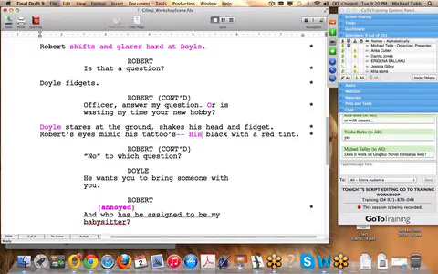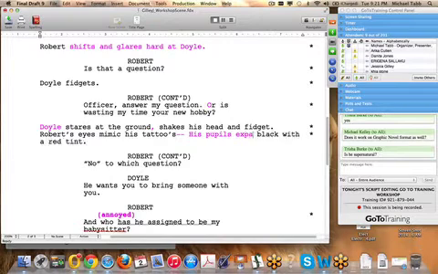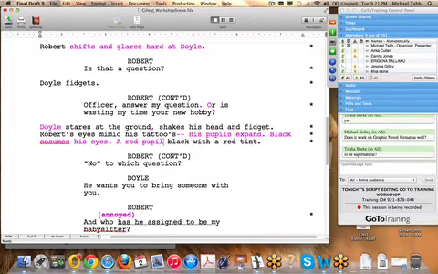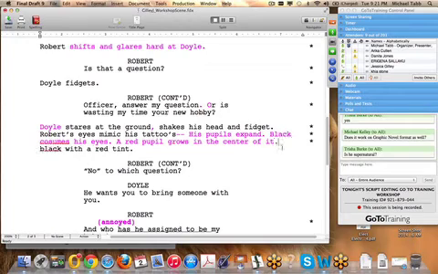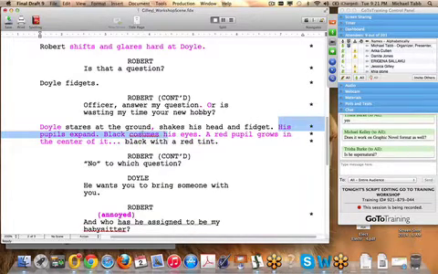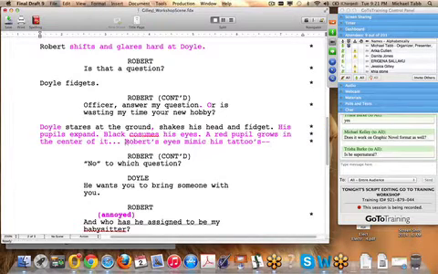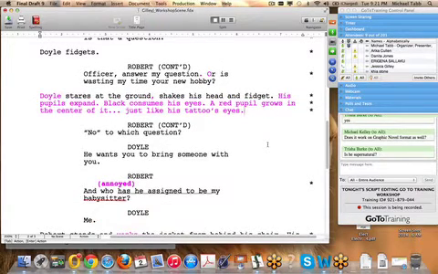They darken, but I would say his pupils expand. Black consumes his eyes. A red pupil grows in the center. You see what I mean? Do you see how it paints a vivid picture of what we're seeing and how it happens?